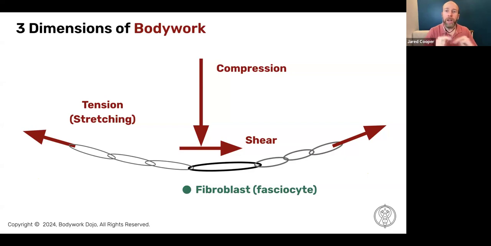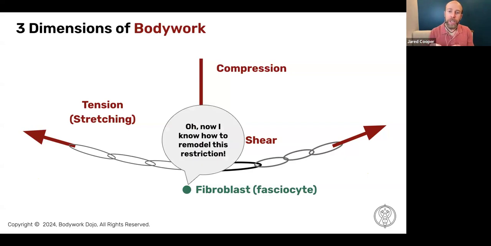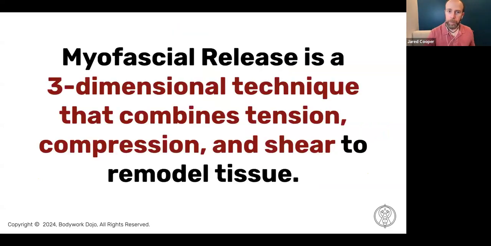Because ultimately, remodeling is an adaptation to deal with strain. So tension of the tissue plus compression plus direction or shear is what talks to the cells the most. And now the cells go, oh, now I know in which direction to remodel this tissue.